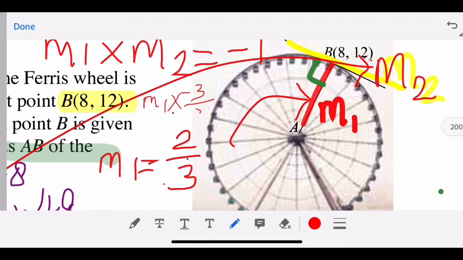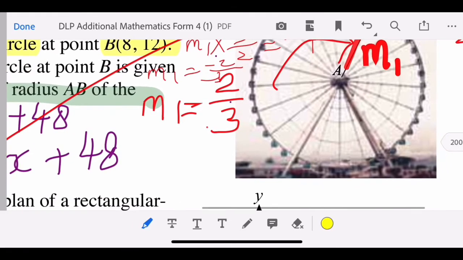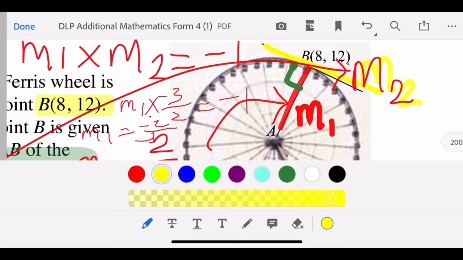So M1 times negative 3/2 equal to negative 1. So you have both sides negative, so you cancel out the negative, become positive, and the 2 you just times to the other side and divide by 3. So it means that you are obtaining the gradient from the relationship between the perpendicular lines. Okay, so M1 now is 2/3.